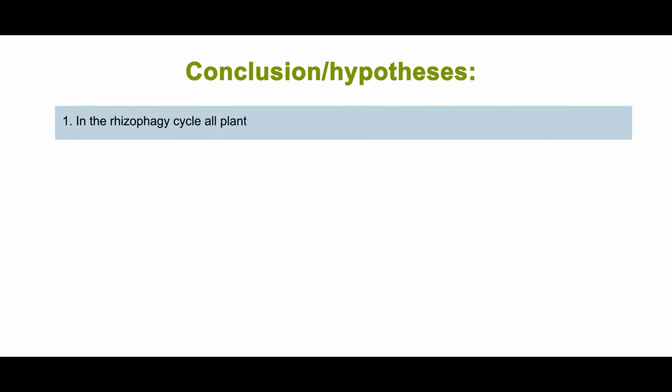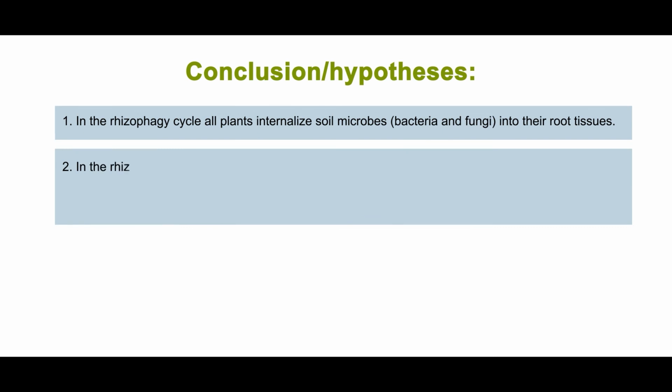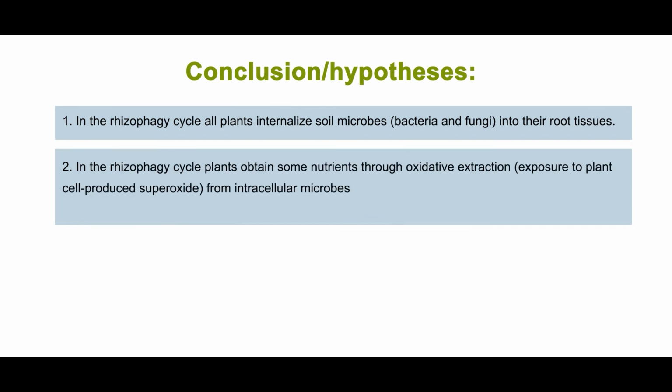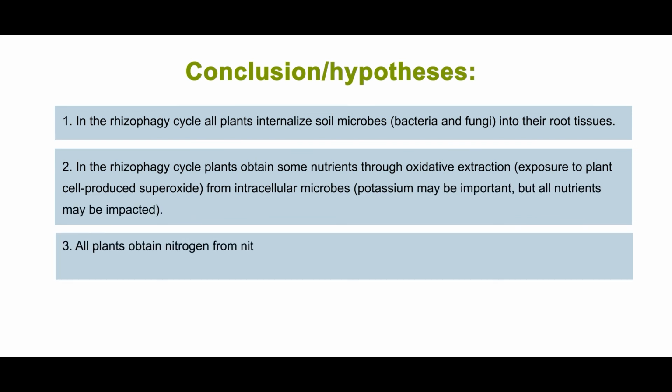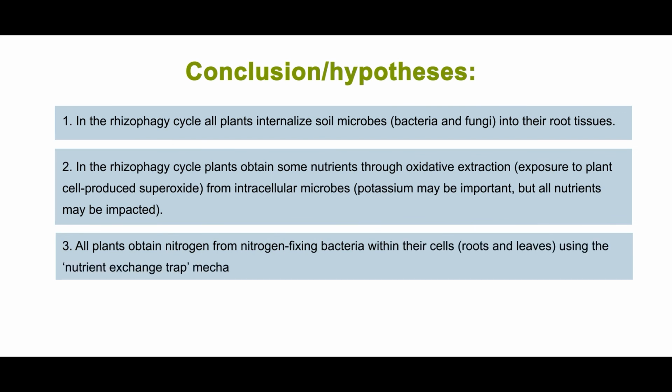Conclusions or hypotheses. One: in the rhizophagy cycle, all plants internalize soil microbes into their root tissues. Two: in the rhizophagy cycle, plants obtain some nutrients through oxidative extraction from intracellular microbes. Three: all plants obtain nitrogen from nitrogen-fixing bacteria within their cells using the nutrient exchange trap mechanism.